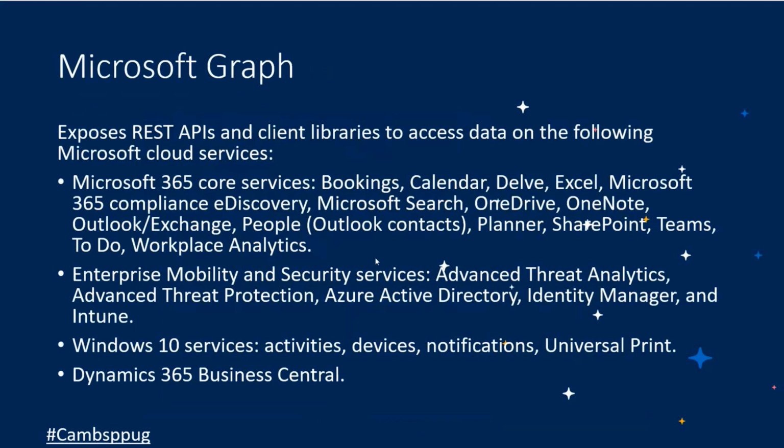So first of all, we need to understand how Graph API works. So here we can see some examples of how it uses access and to which applications. First of all, here we have the list of all applications that I have already mentioned. Then also this enterprise mobility and security services point, and the Windows 10 services that you can manage. And we also have this point regarding Business Central.